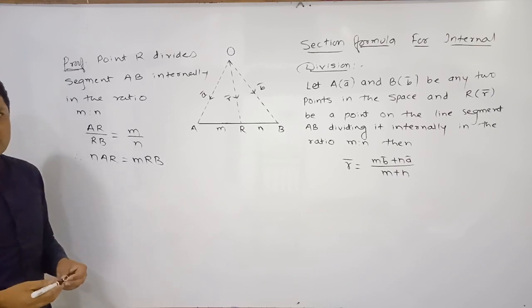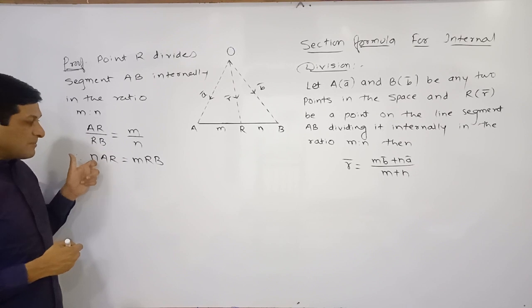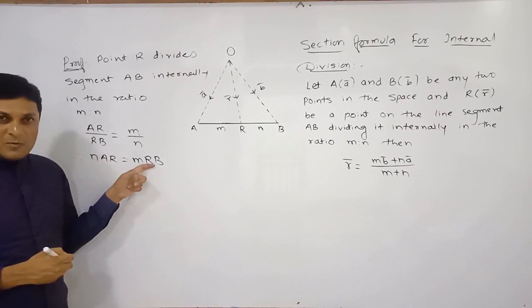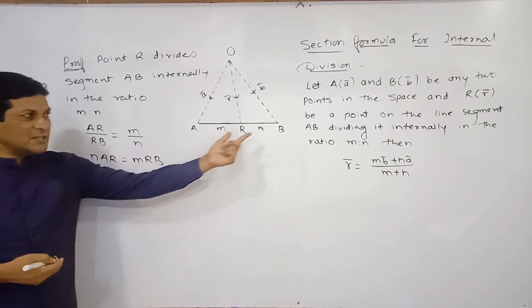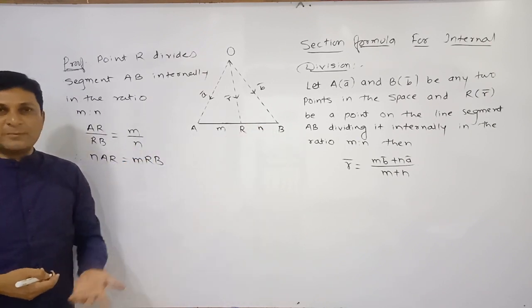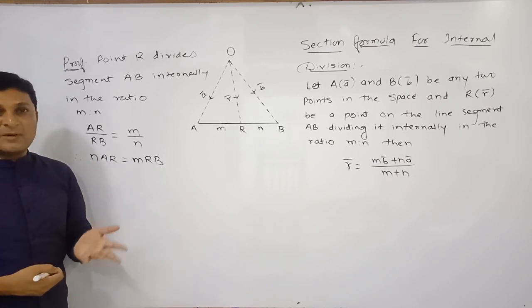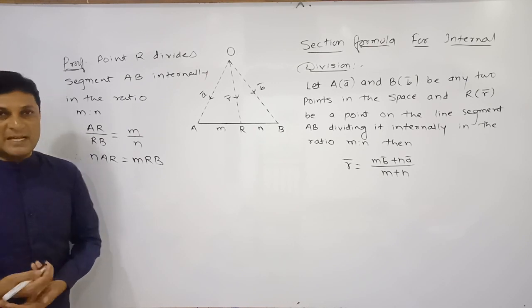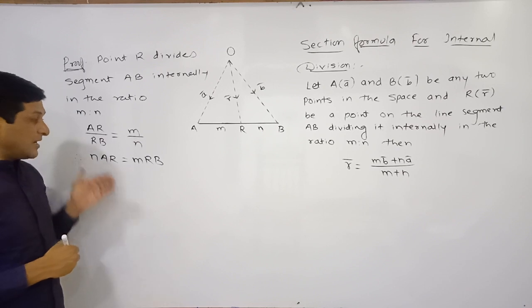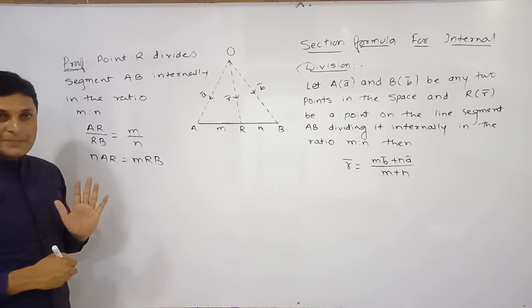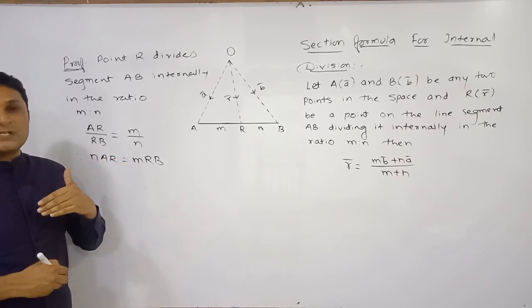Now if you observe both the sides, whatever number you get on the left hand side after multiplying n to AR, and the number you get on this side after multiplying m to RB, RB is nothing but the length of this segment. Length of the segment is nothing but a number, and the numbers on both sides are equal. A number in vectors is called a scalar, which means magnitude. Magnitude of both the sides is equal. Now let us observe the direction.